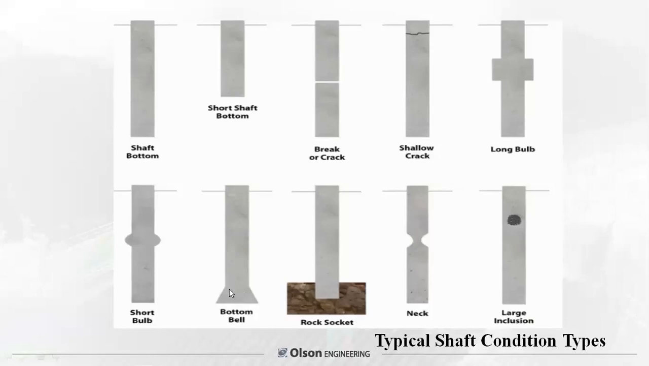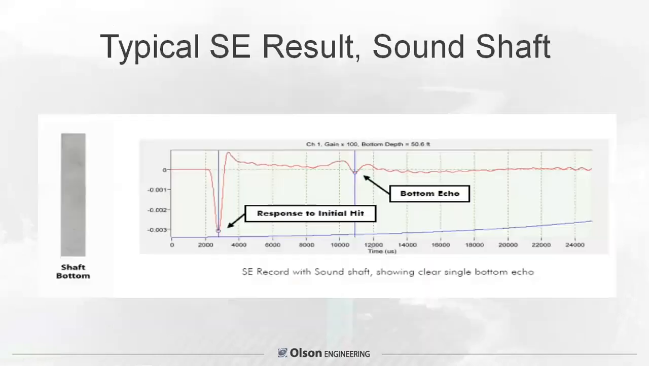A bottom bell. For those of you in Texas, that's where we seem to see most of the bells. A shaft set into a hard rock socket. And then finally, shallow necks or inclusions. Now, I should note that some of these get the same type of result because from an acoustic standpoint, they're really the same type of thing.